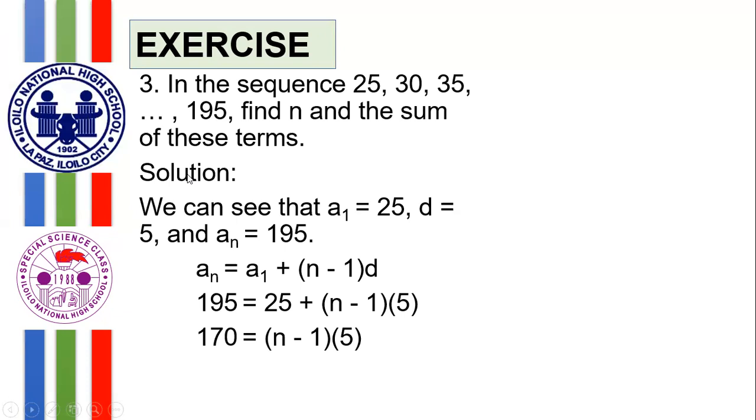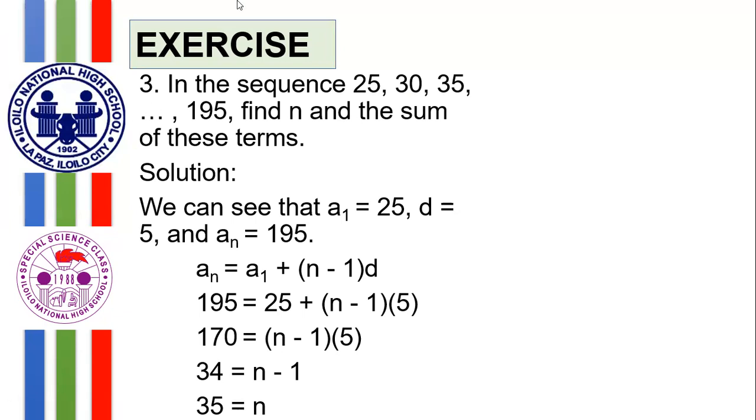Dividing both sides by 5, we have 170 divided by 5 will be 34. The right-hand side divided by 5 will be n minus 1. And adding 1 to both sides, you will get the value of your n, which is 35. And what does this mean? This means that there are 35 terms from 25, 30, 35, all the way until 195. So if you list everything without the use of your ellipsis, I'm sure that you will list 35 of them in all.